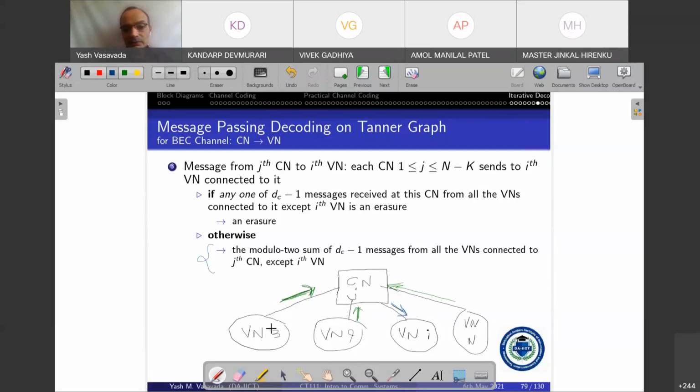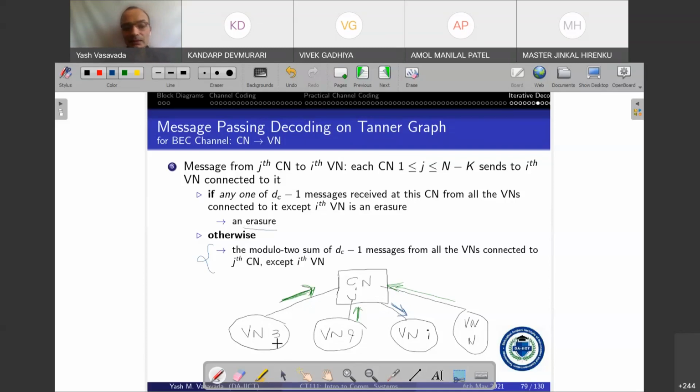However, if suppose Vn3 is erased, then Cnj is in trouble because it can't do modulo sum of something which has been erased. And so in that case, it will tell Vni that I don't know what your value is, so I'm just simply going to tell you that you are erased. And that holds for any one of these Vn3, Vn9, or Vnn. If any one of them is erased, then Cnj is going to tell Vni that I don't know. To me, you seem to be erased.